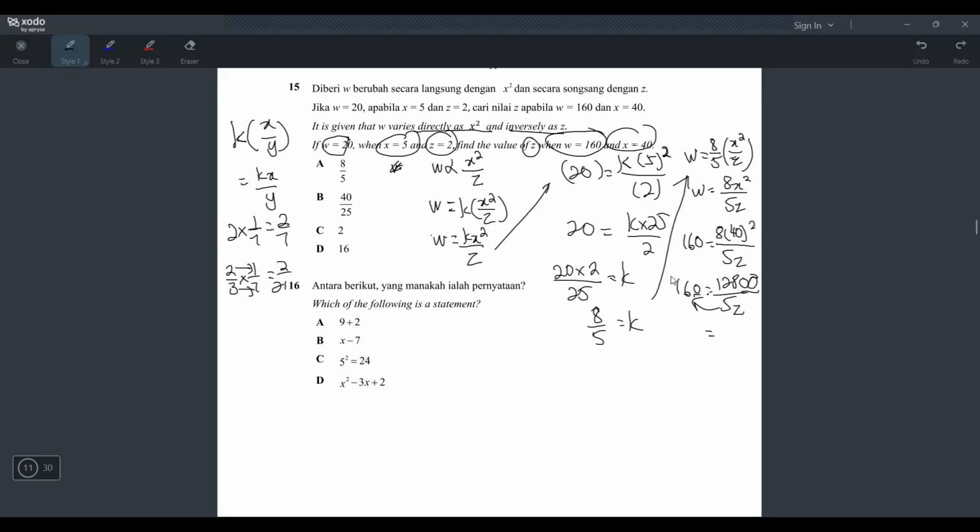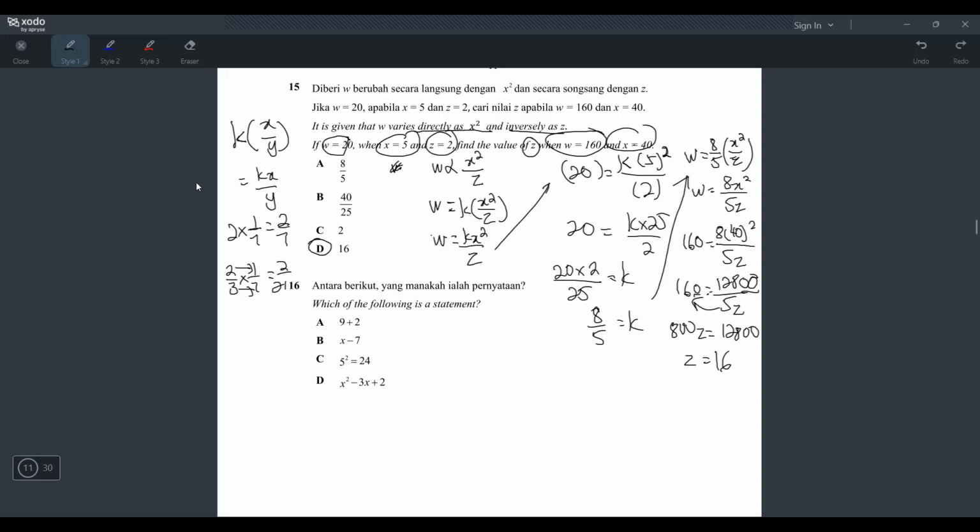160 can times 5 to get 800. So you end up with 800 Z equals to 12800. And finally, you get your Z already. Just take 12800 divided by 800. Okay, the calculator gives me 16. So the answer is D. So number 15 is D.